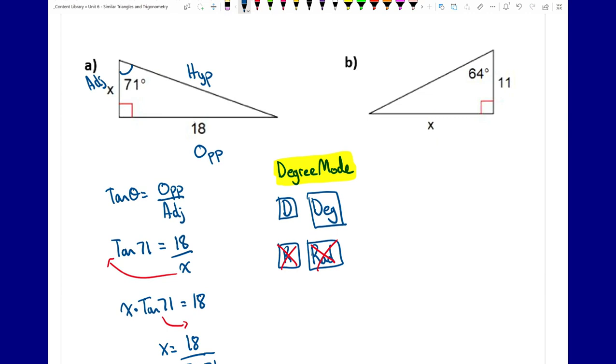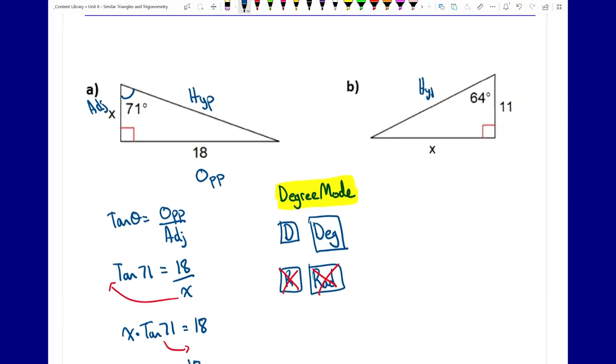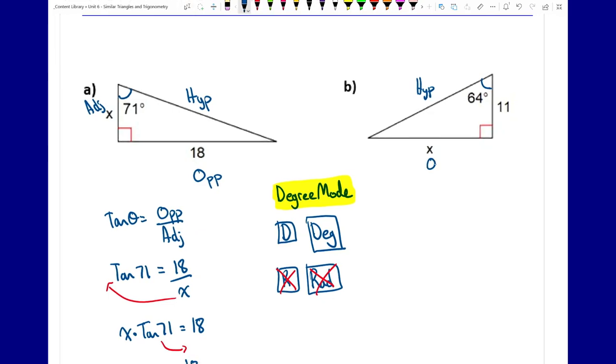So that was A. Let's look at B. We're going to go through the same thing. We're going to label our sides and go through the whole process again. So we have our 90-degree angle, so we have our hypotenuse. We have our reference angle of 64. So across is our opposite. Beside is our adjacent.